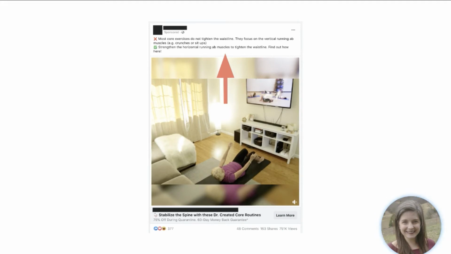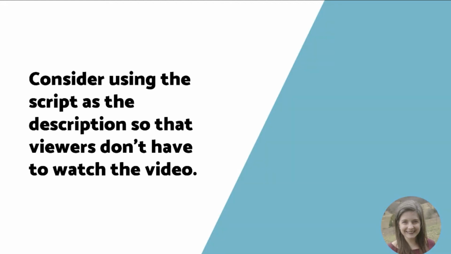The problem is, to get to that part, to get to the video, I have to want to dive in. I have to want to turn on my volume. I have to want to sit there and let the video play. So the next thing that I would recommend that they do to optimize this ad is to consider using the script or some version of the script, depending on how long it is, as the description text so that viewers don't have to actually watch the video.